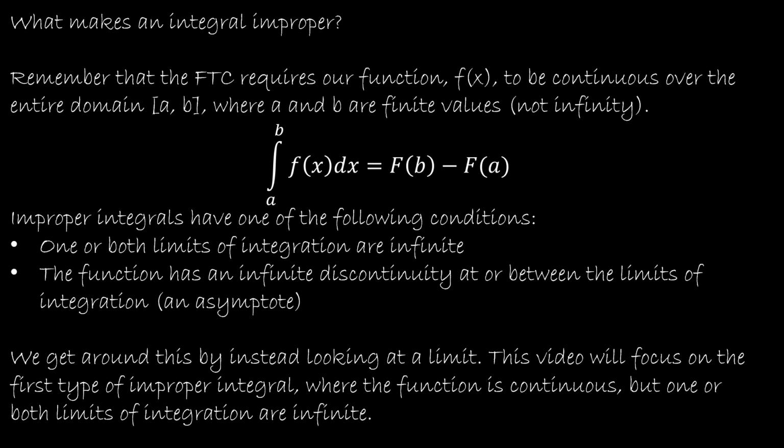Remember that the fundamental theorem of calculus requires our function to be continuous over the entire domain, and a and b have to be finite values, not infinity. So essentially, if either of those two conditions isn't met, either it's not continuous over the entire domain or a and b are infinite values, that makes them improper. So what we're going to do is get around this by taking a look at limits as our function approaches infinity or negative infinity.